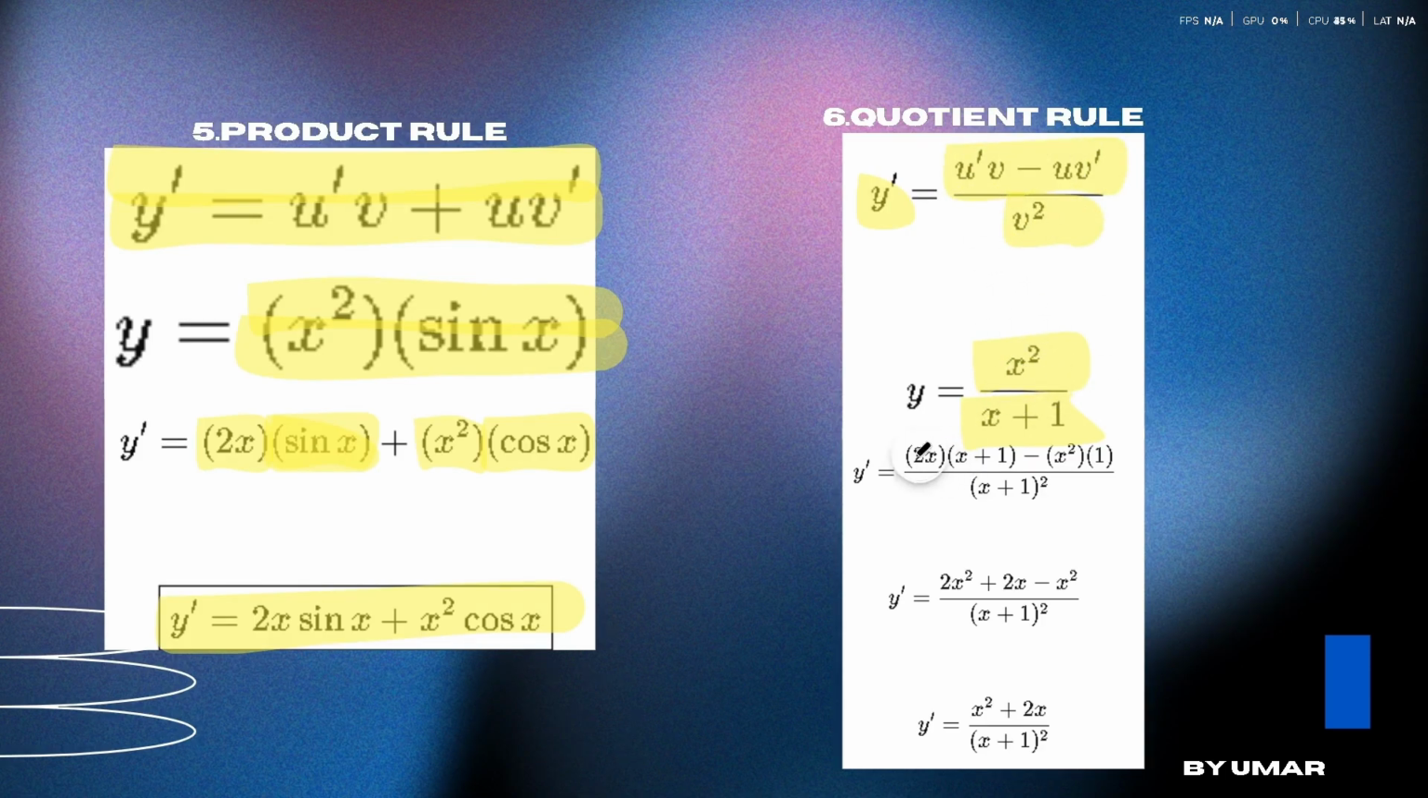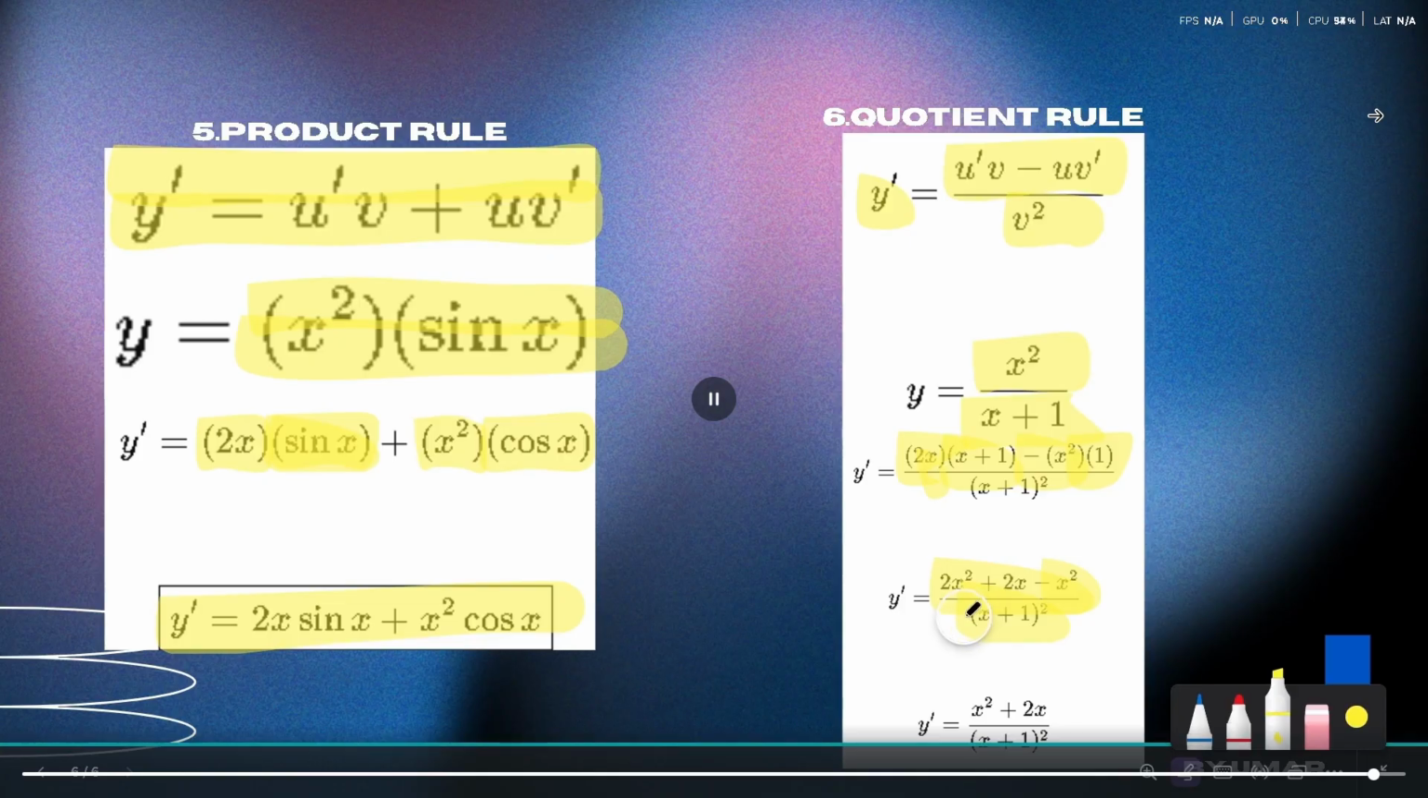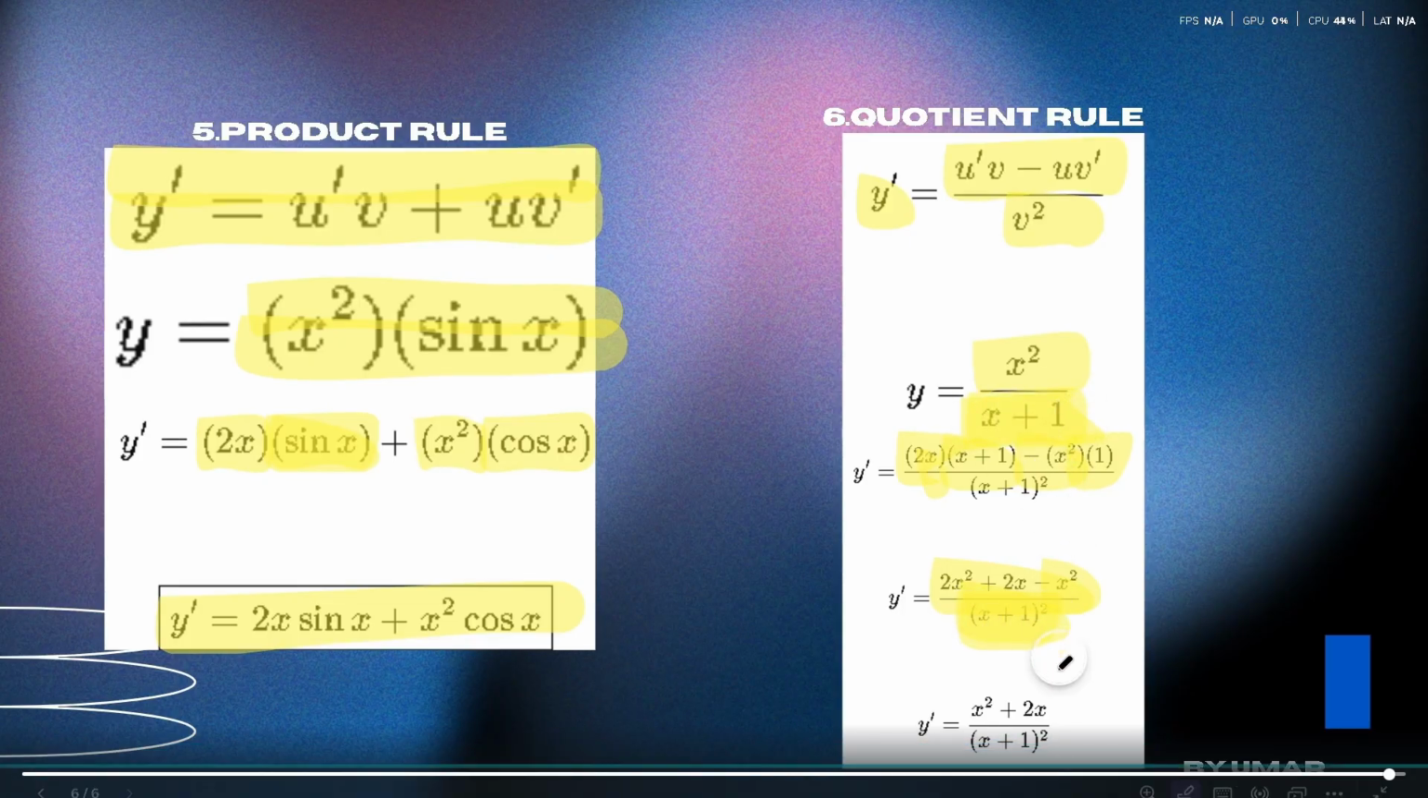u prime is x to the power of 2 differentiated, and then v is x plus 1, like this, minus u. u is x to the power of 2, and then v prime is x plus 1 differentiated, we got only 1. And then we get this function: 2x times x is 2x to the power of 2, and 2x times 1 is 2x, plus 2x, and then negative x to the power of 2 times 1 is negative x to the power of 2. And then we will get v to the power of 2. We can just simply write it down, v, which is x plus 1, and then we'll get the final answer of this.